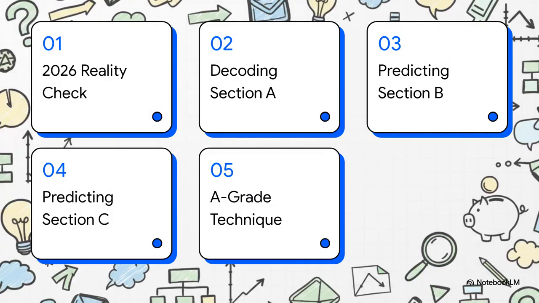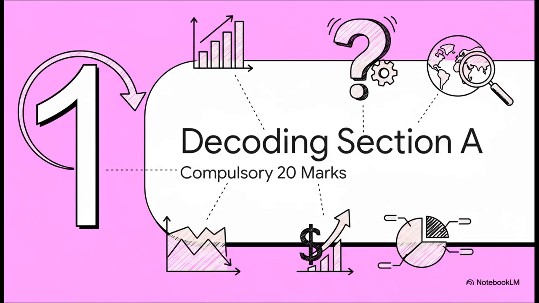So, here's how we're going to tackle this. We've just done the reality check. Next up, we'll decode that compulsory Section A data response. After that, we'll jump into my top predictions for the micro-essays in Section B and then the macro-essays in Section C. And to wrap it all up, we'll go over the single most important technique you need to lock in that A grade. Right, let's dive into the part of the paper you absolutely cannot skip.